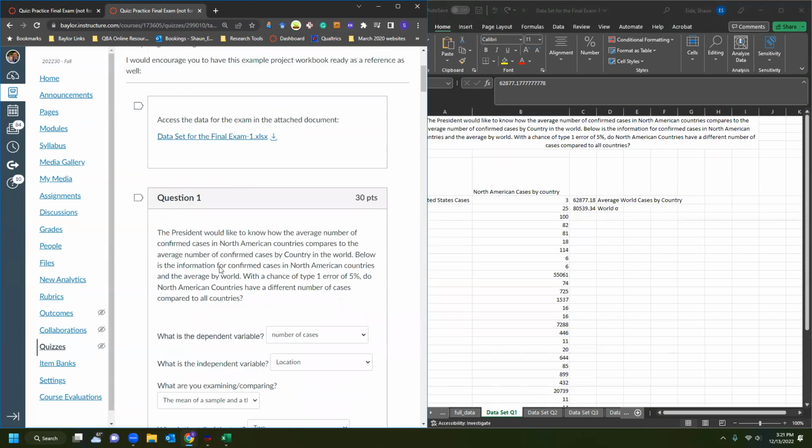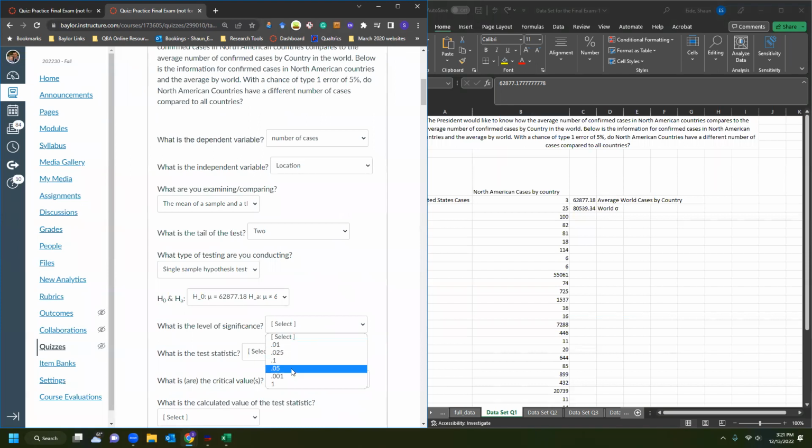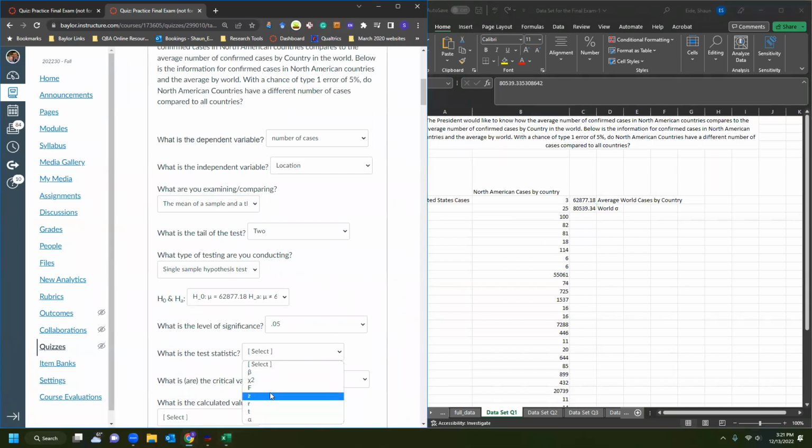What's the level of significance? 5%, 0.05. Test statistic: because we have the population standard deviation, it's going to be a z-score. Then what are the critical values?